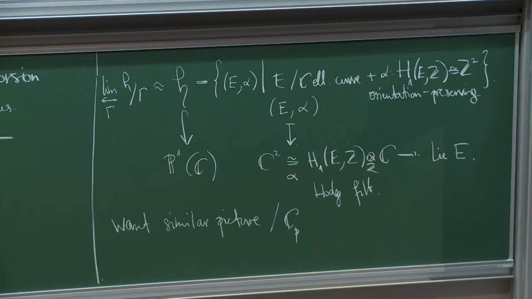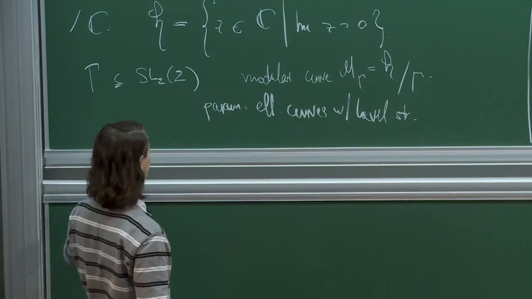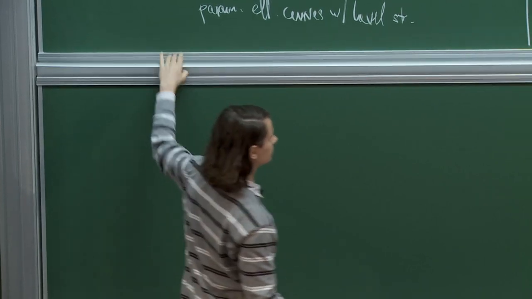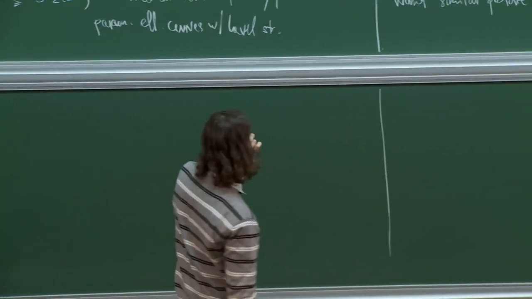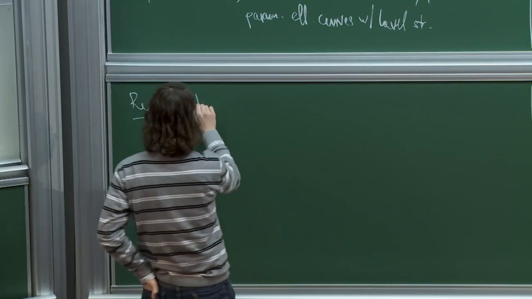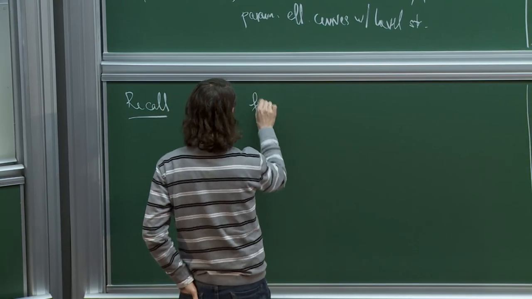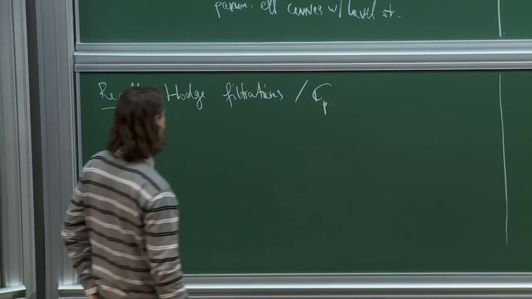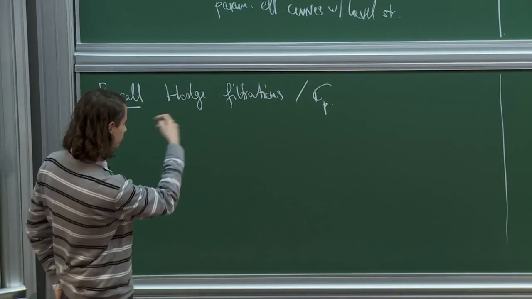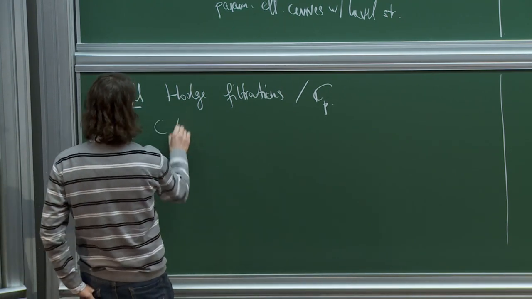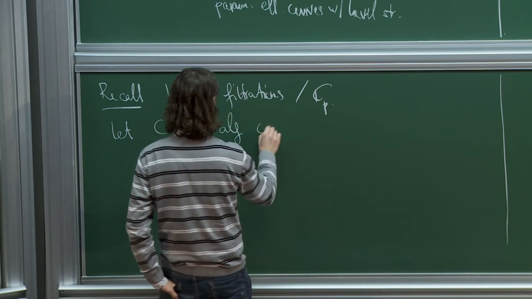And so clearly we need some Hodge filtrations to talk about this. So thus I want to recall a little bit about Hodge filtrations over C_p. Or in fact, one can replace C_p by any algebraically closed extension of Q_p. So let C over Q_p be algebraically closed.